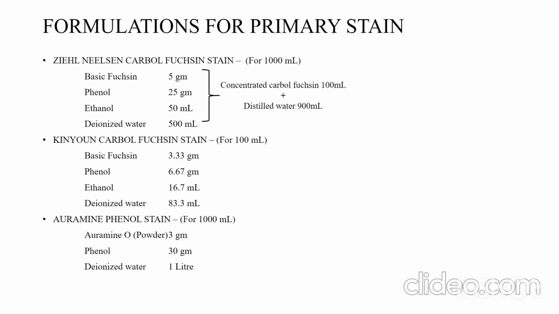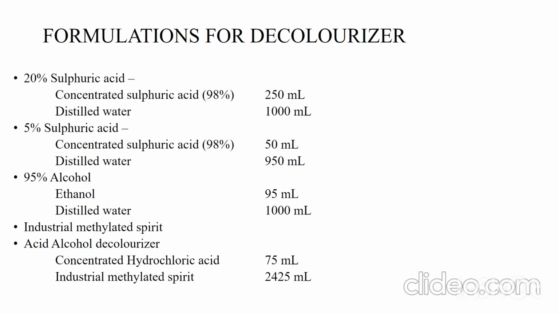So I have given the formulations for the primary stain here. You can take note of that, where the Ziehl-Neelsen carbol fuchsin composition is given, Kinyoun's carbol fuchsin composition is given, and auramine composition is also given. There is a formulation for the decolorizer. Specifically I have given for 20% sulfuric acid and 5% sulfuric acid, and you can make the same for 1% also, like 10 ml of concentrated sulfuric acid and 990 ml of distilled water. Here 95% alcohol is also given.